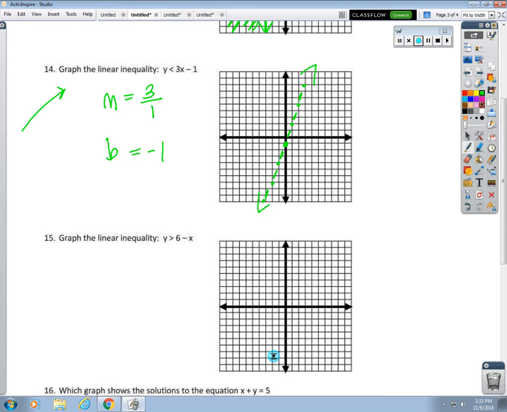Now, as far as shading is concerned, our y-intercept is at negative 1, and it wants you to shade everything less than that. So, is this way less or this way? Below it. All of these numbers are less than negative 1, like negative 2, negative 3, negative 4, so you shade all of that side of the line. And all the solutions are there in the shaded area, but not on the line because it's dashed.